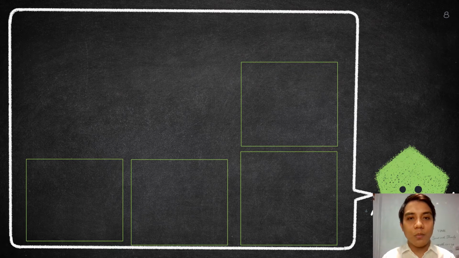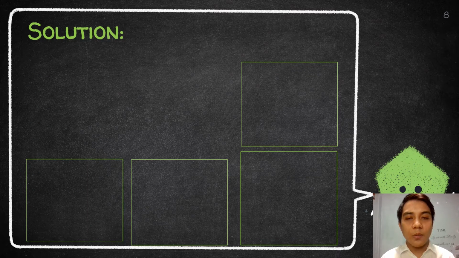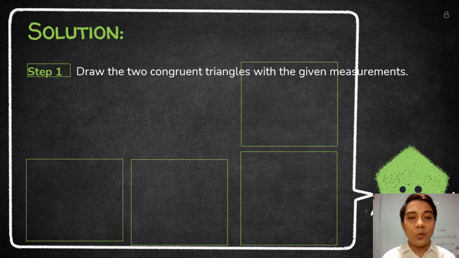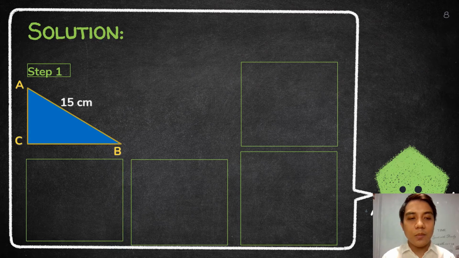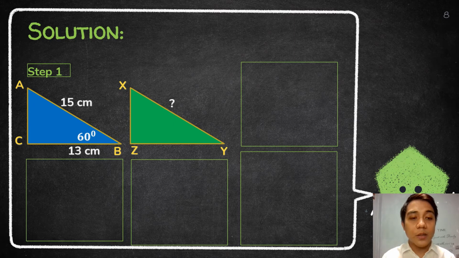For the solution of example 1, we need to use the 5 steps in solving corresponding parts of congruent triangles by the SAS congruence postulate. For step 1, draw the two congruent triangles with the given measurements. So we have this triangle ABC with the length of AB equal to 15 cm, the length of BC equal to 13 cm, and angle B equal to 60 degrees. The next figure is triangle XYZ. We need to determine the length of XY, YZ, and angle Y.